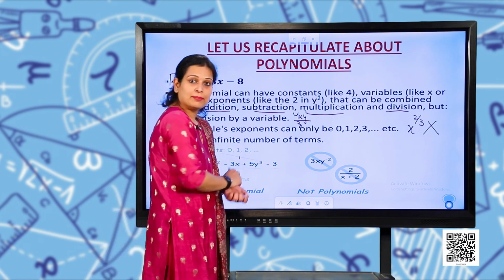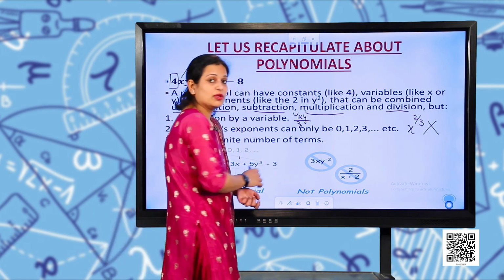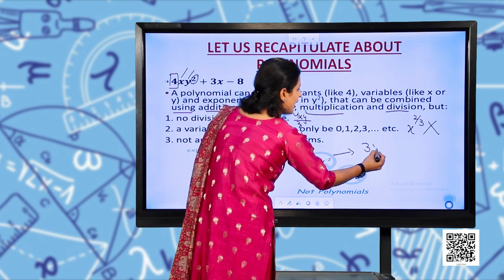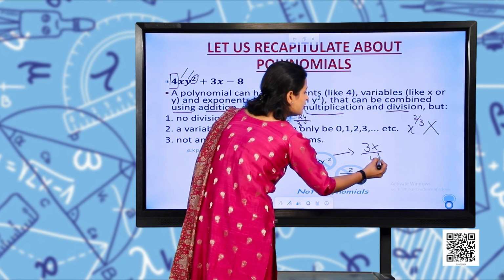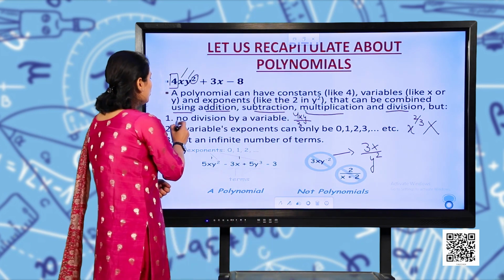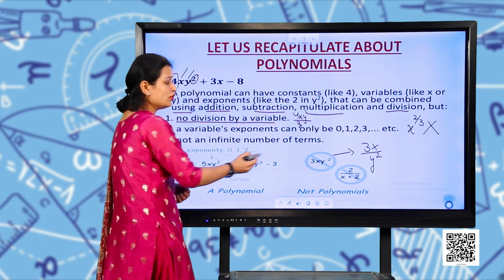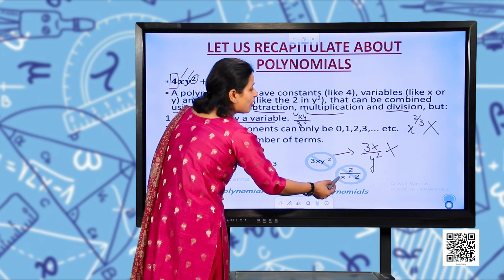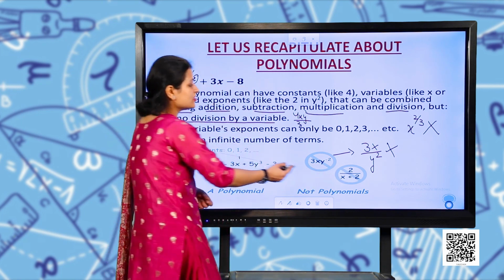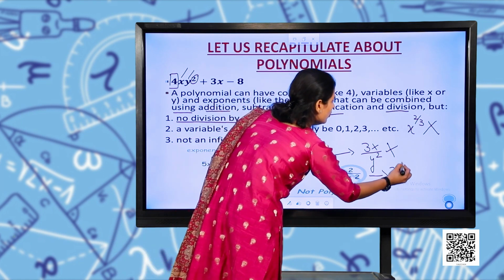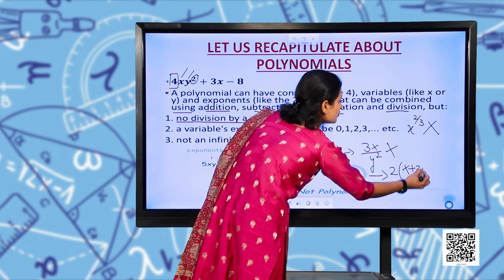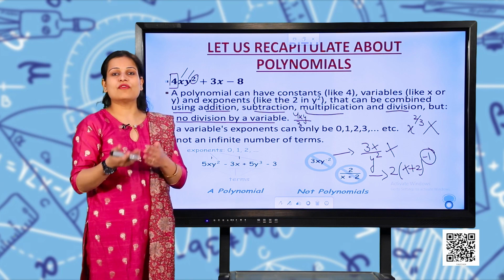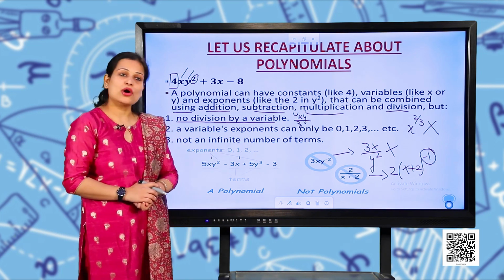I have one more example, 3xy raised to the power minus 2. Now, you can rewrite this as 3x upon y raised to the power 2. As I told you, no division by a variable. So, this is not a polynomial. Here I have 2 upon x plus 2. So, what is this? It will become 2 times x plus 2 raised to the power minus 1. Again, this is not in the form of 0, 1, 2. So, this is not a polynomial.